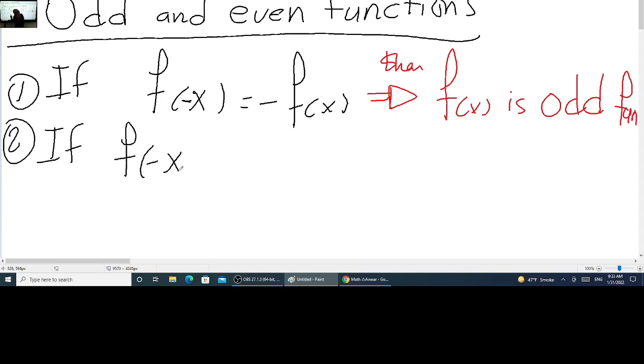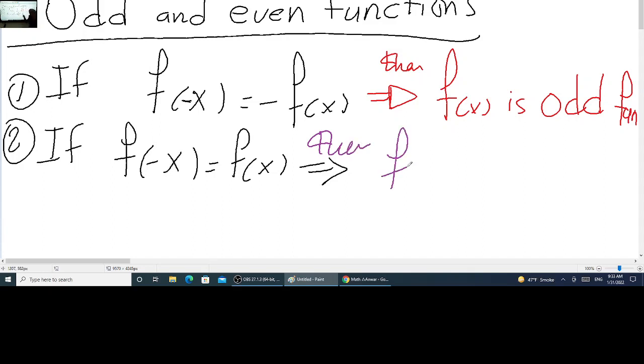And if f of negative x equals f of x, then we say that f of x is an even function. If f of negative x does not equal f of x and does not equal negative f of x, then we say that in this case f of x is not odd, not even. Okay? So if f of negative x equals negative f of x, then f of x is an odd function. And if f of negative x equals f of x, then f of x is an even function.